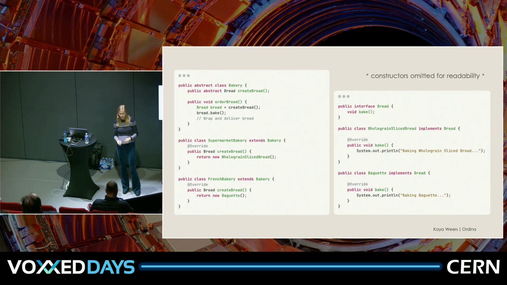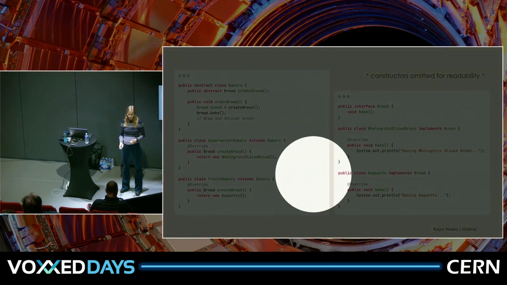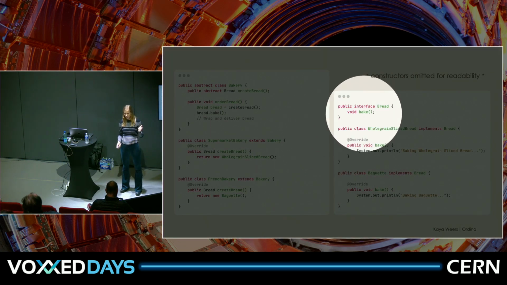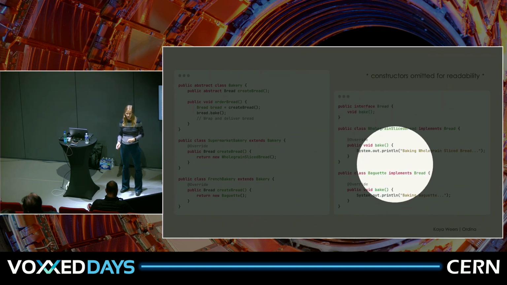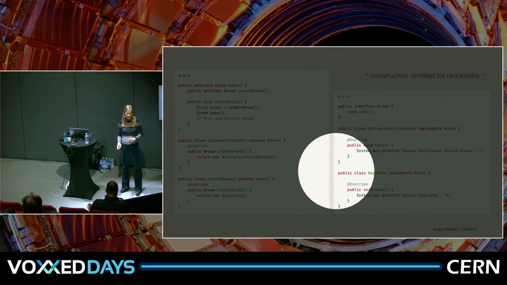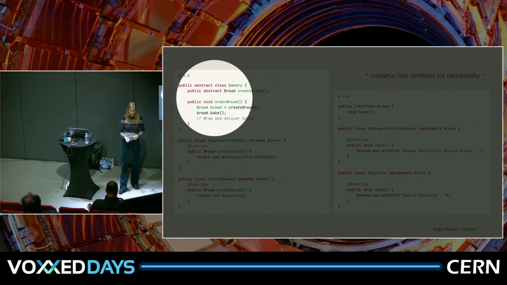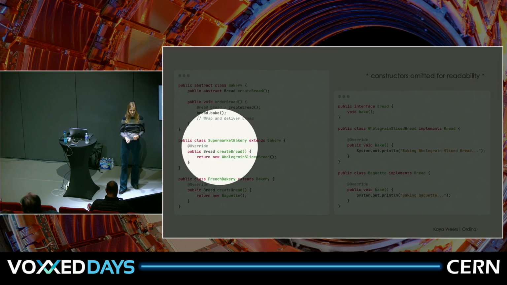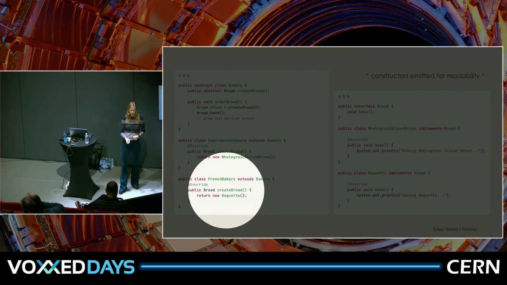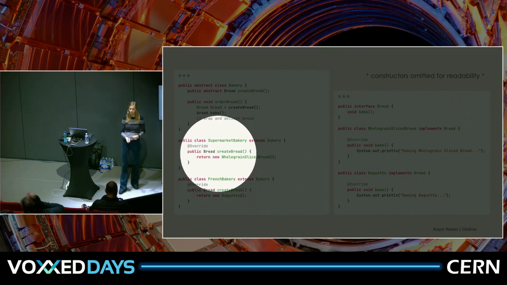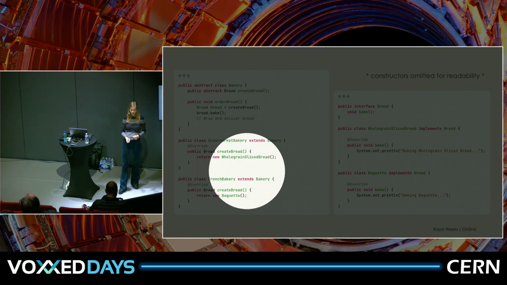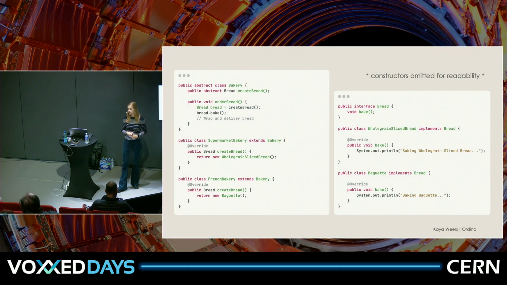So in the code on the right we'll see we have the interface bread, and in this case just easy, we have the bake method, and the two different breads have their own way of implementing that. Then we have the bakery, which has to create bread, the factory method, and then if it creates it, the different supermarkets are the ones that actually give you back the product. They will create the object from a different type.